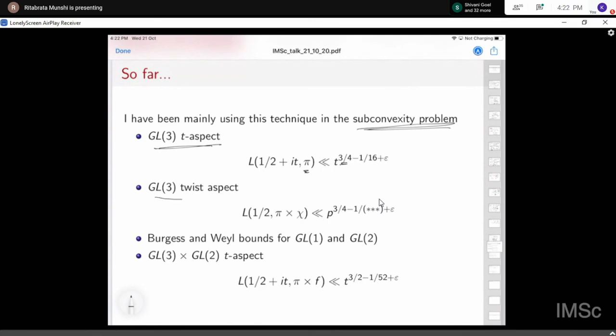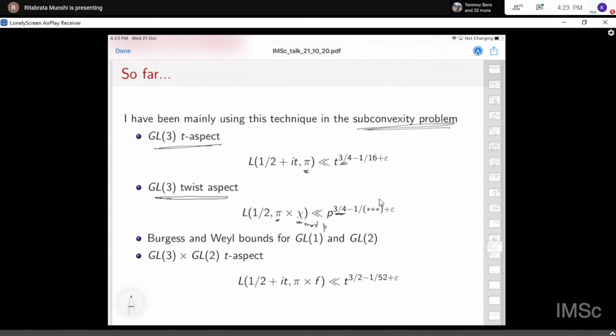The next thing I did was the GL3 twist aspect. So here I'm looking at the central value. Pi is fixed, but it's getting twisted by a character modulo p. Okay. Again, p to the power 3/4 is the trivial bound, and I have a bound p to the power 3/4 minus 1 by some number which is a 3-digit number. But you can improve that, and people have improved that exponent. So I'm not going to mention what I had.